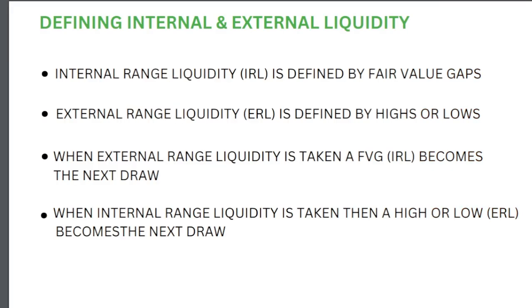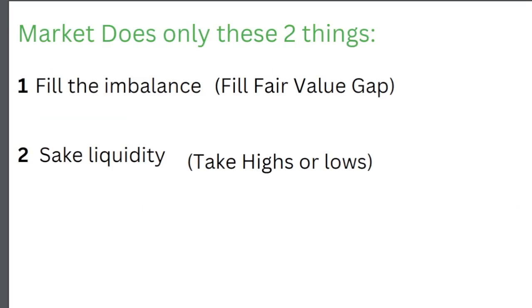When external range liquidity is taken, a fair value gap becomes the next draw. And when the internal range liquidity is taken, then a high or low becomes the next draw. Market does only these two things: fill the imbalance and seek liquidity.